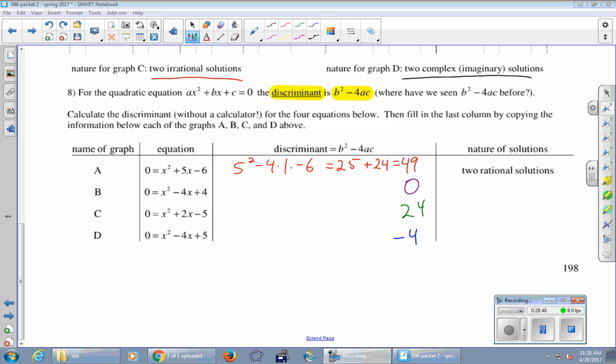And what I want us to do now is just copy the natures that were typed below each of the graphs. For graph A, it said right below the graph, it said 2 rational solutions. What does it say for B? 1 rational solution. Just put that there for B. This is just copied from the graphs up above. We're going to fill in the rest of this table and then make some connections between the number and the words. For part C, it was 2, what kind? Irrational, 2 irrationals. And then finally, part D was 2 imaginary or complex. All right, 2 complex.